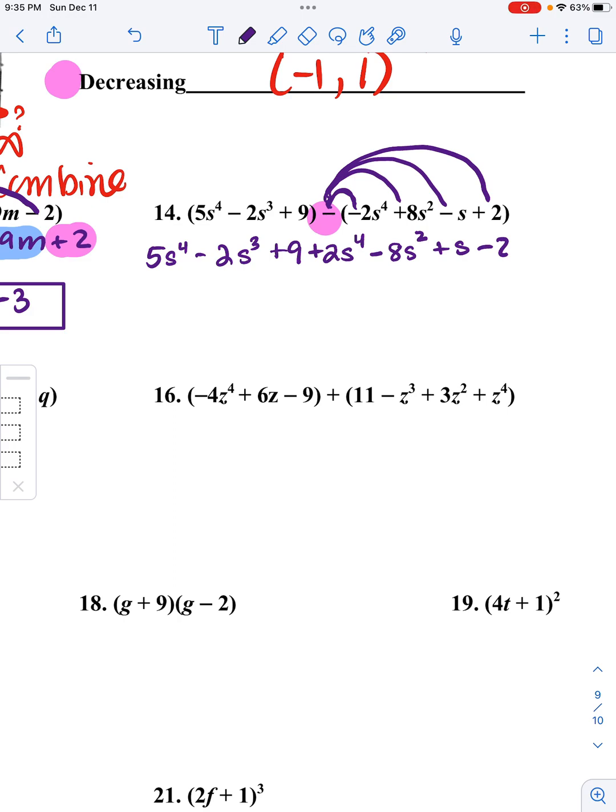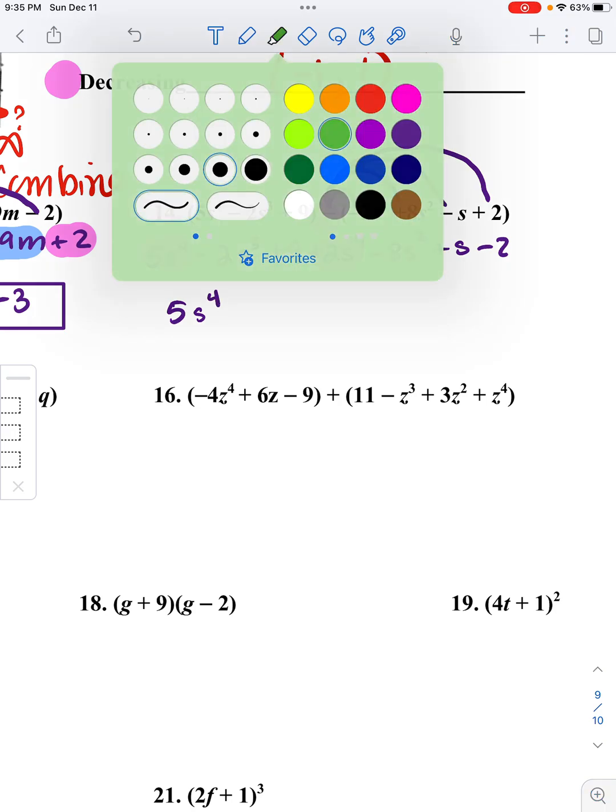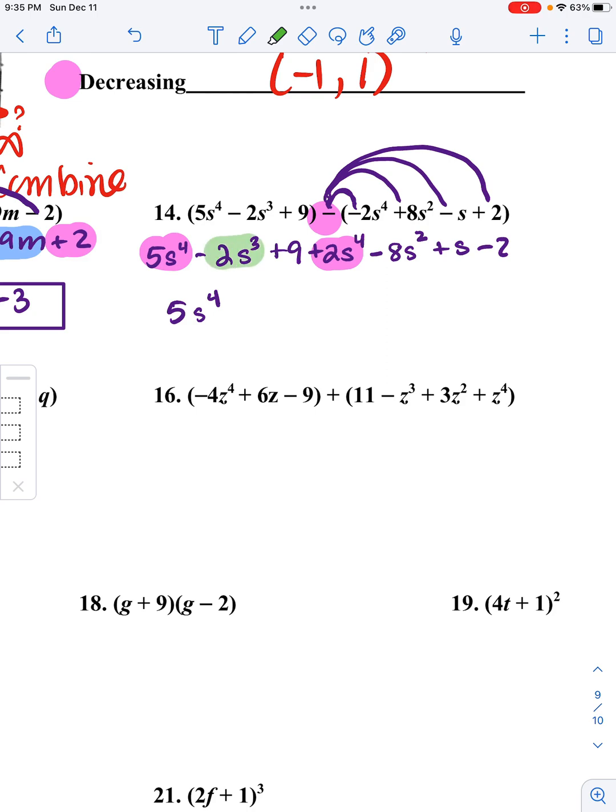Okay, so then now that we distributed the negative, let's go through, find the highest power, which is the fourths. So I get 5s to the 4. Now I'm going to go through and find my next highest power, which should be to the third. But that's the only one. So -2s to the third.